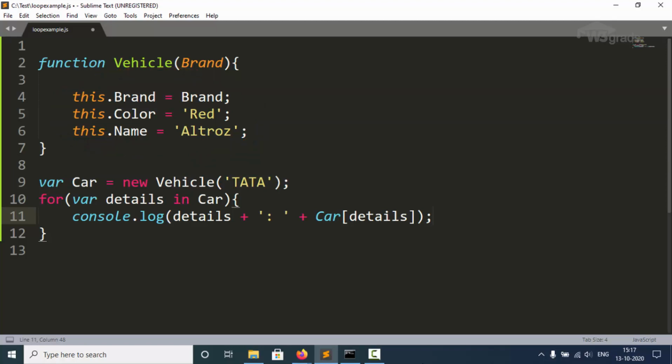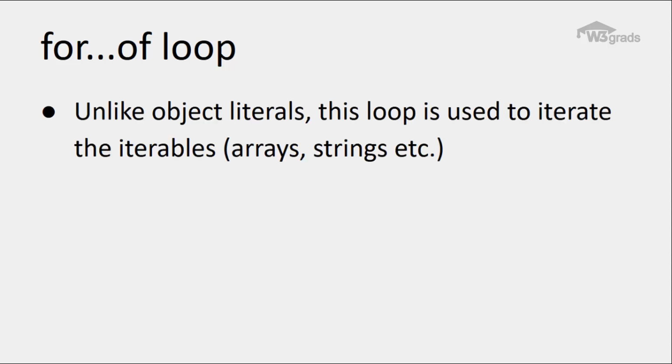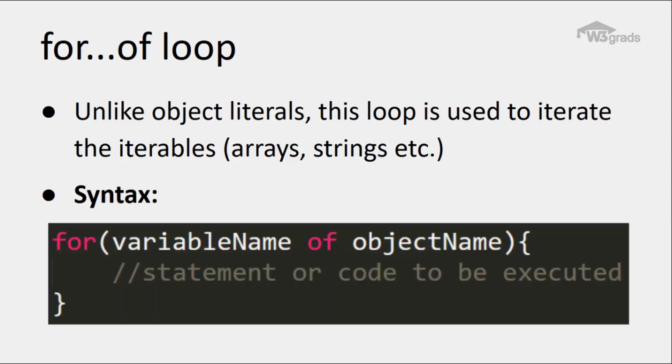Now, let's look at the last one, which is the for of loop. Unlike the object literals, this loop is used to iterate the iterables like arrays, strings, etc. Here is the syntax of the for of loop. Here, variable name iterates through the properties of iterable name, and statement is executed. Here, of is a keyword. Let's look at the implementation of this loop.